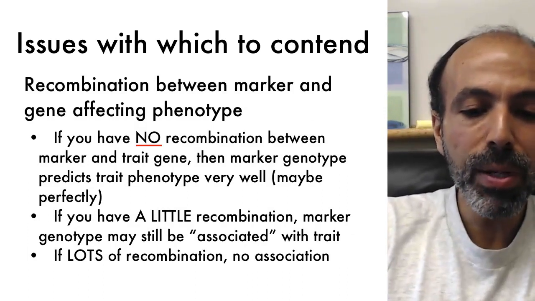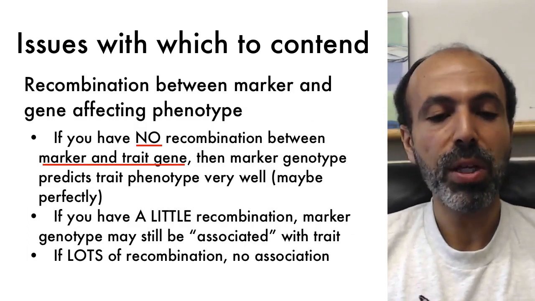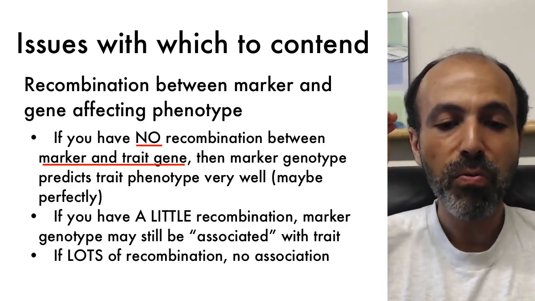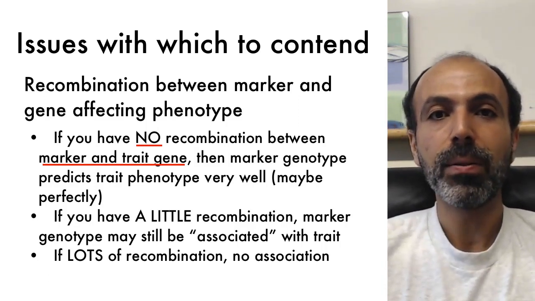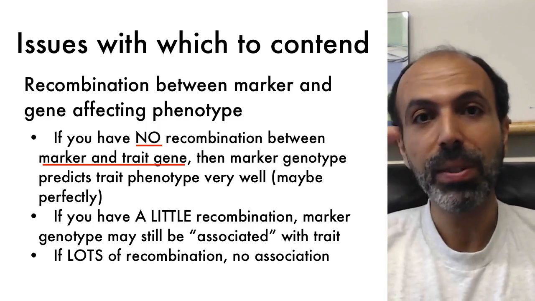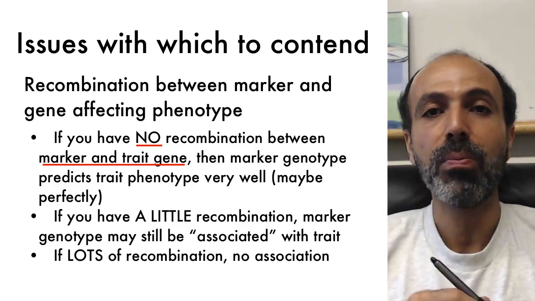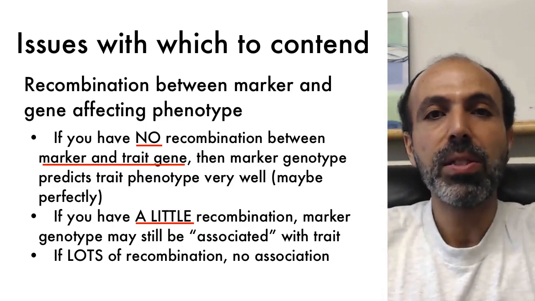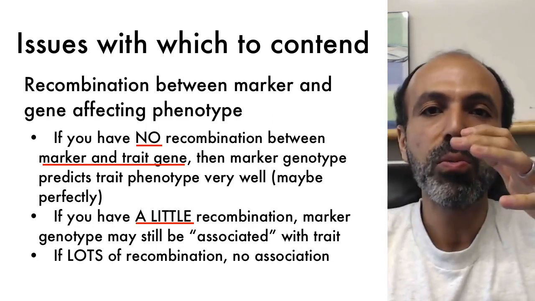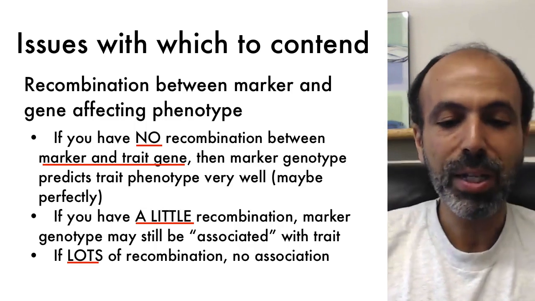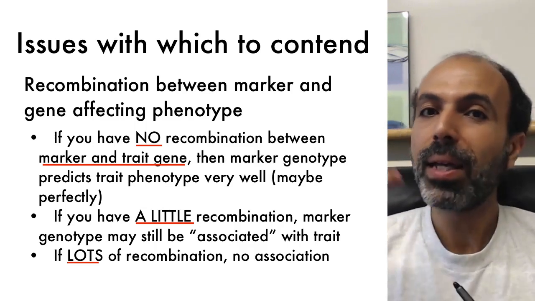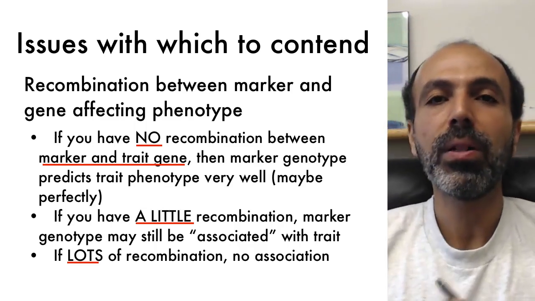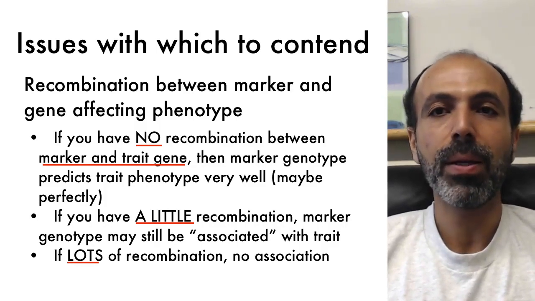If you had no recombination at all between the marker and the trait gene, then the marker genotype should very well predict the phenotype. This is especially true if it was a single gene trait, but this is somewhat true even if it's a trait with many genes. If you have a little bit of recombination, you weaken that association. It still may have some association, but it's weaker. And if there's lots of recombination, then there's no association. Again, this is the fundamental underlying principle of all genetic mapping.